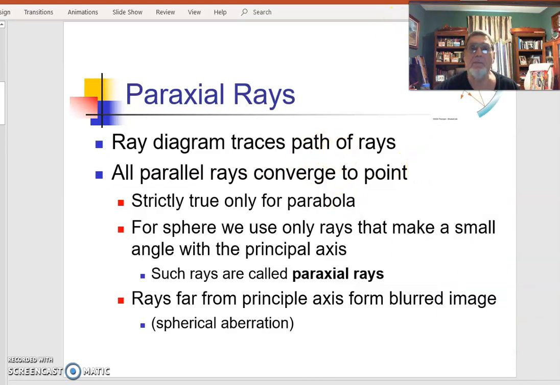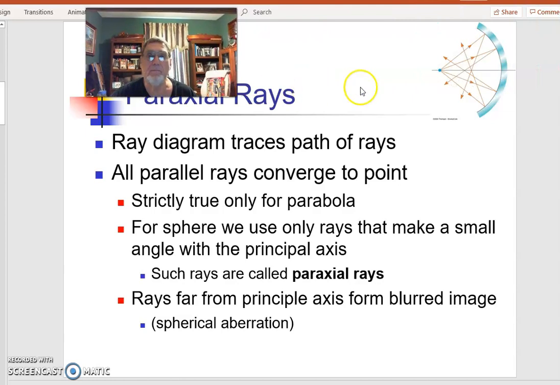Ray path, and my picture's in the way here. You can see that if you come from the center and reflect, as long as you stay close, it'll all come to a point. Actually, if it's a parabola, they'll all come exactly to a point. A sphere kind of blurs it out. I got them in kind of the wrong order.